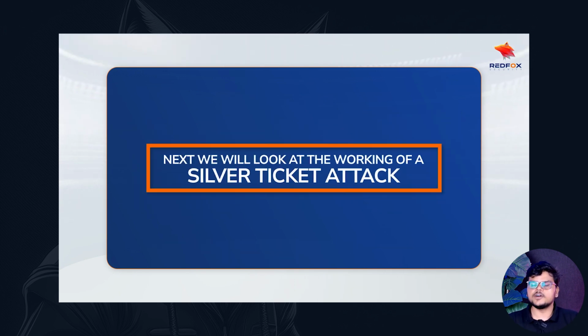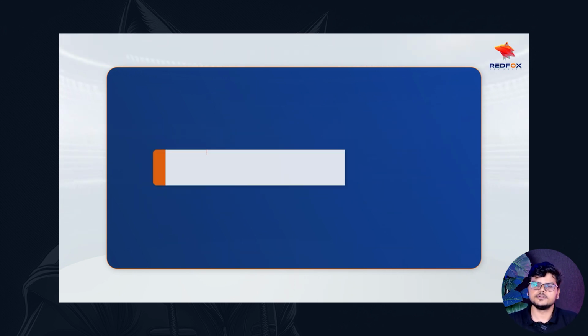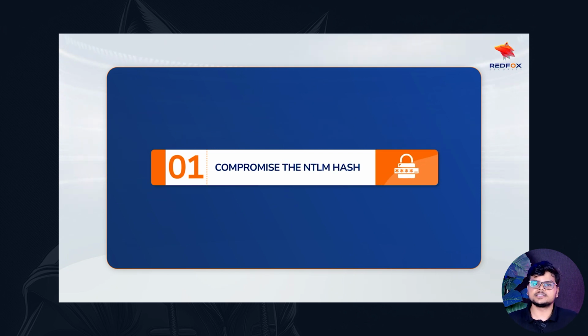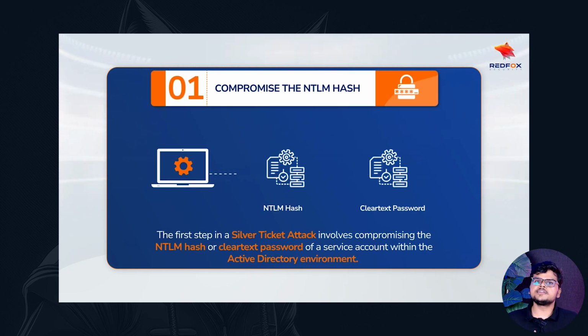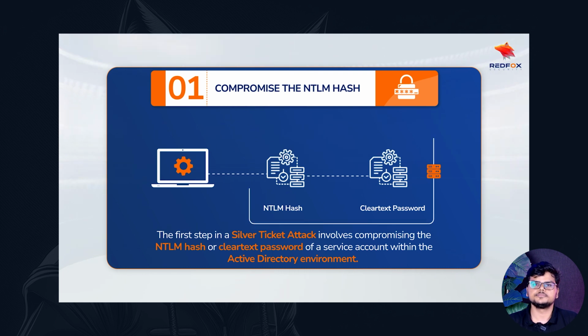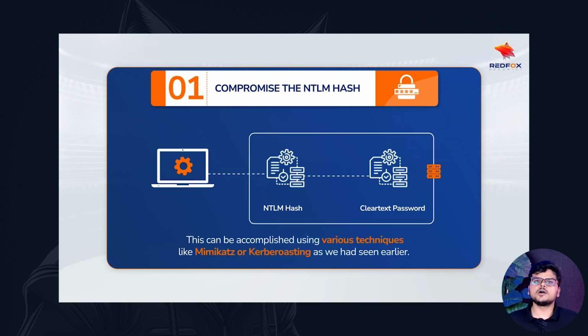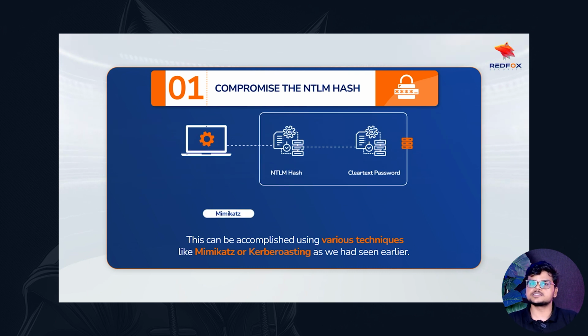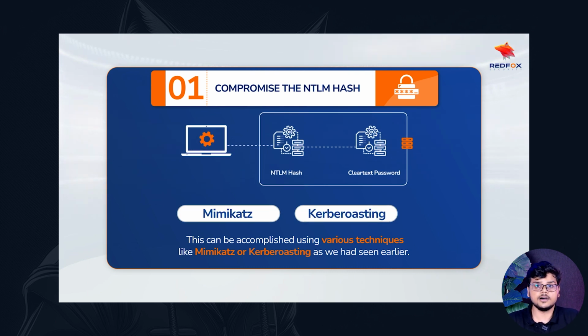Next, we will look at the working of silver ticket attack. First, compromise the NTLM hash. The first step in a silver ticket attack involves compromising the NTLM hash or clear text password of a service account within the Active Directory environment. This can be accomplished by various techniques like Mimikatz or Kerberoasting, as we have discussed earlier.